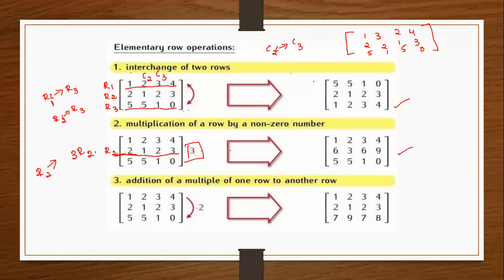So this one you can do for columns also. If I want to multiply, say, column C2 with 2, what will be the resultant matrix? What you get? 1 2 5. So you have to multiply 2 to C2. So 2 2s are 4, 2 1s are 2, 5 2s are 10. Then the rest of the columns, you need to write as it is. Got it, right?